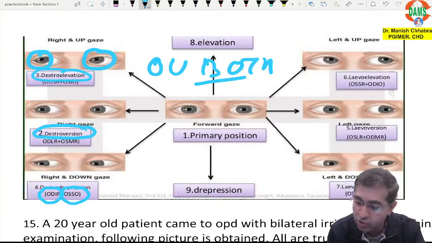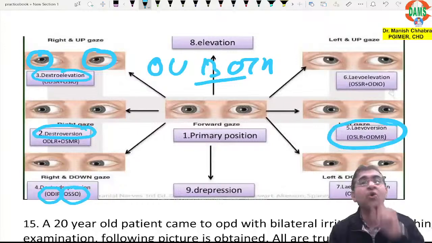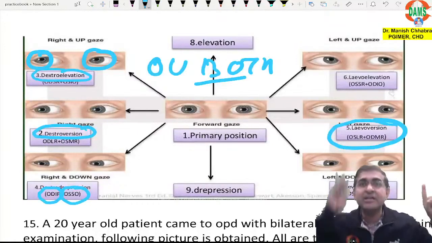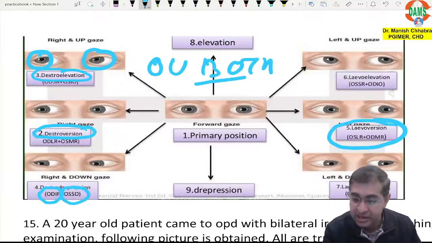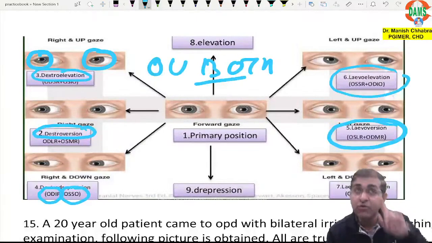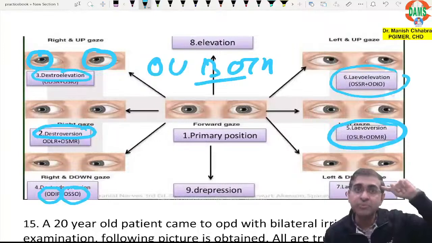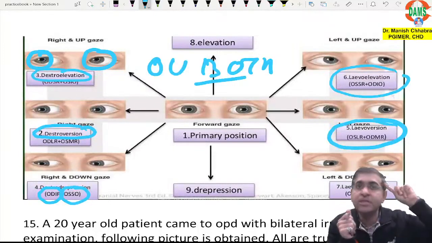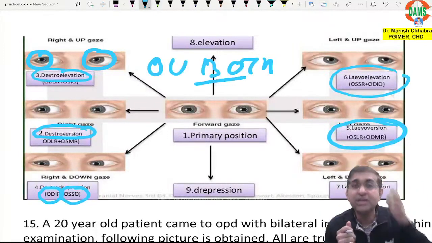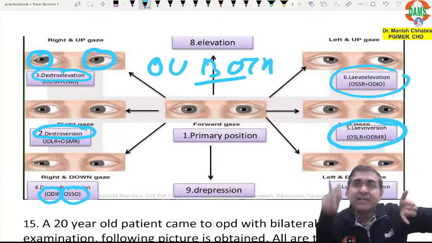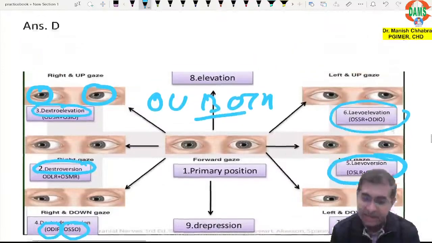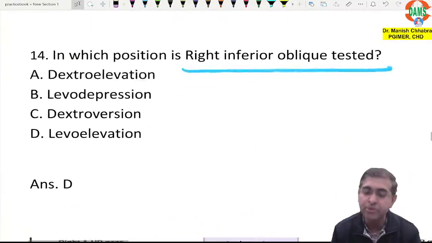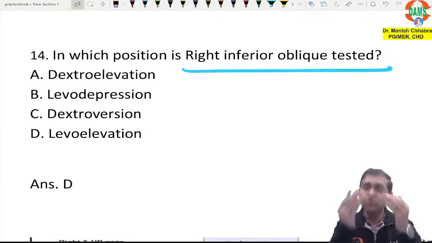Similarly, if you want to go for levoversion, so left side, left lateral rectus, right eye, right medial rectus. Now, if you want to go for levoelevation, so left superior rectus and right inferior oblique. If you want to go for levodepression, left inferior rectus and right superior oblique. This is a very hardcore concept. Yes, so just go through this topic of squint once again if you have not understood. Yes, and then you can get back to me.